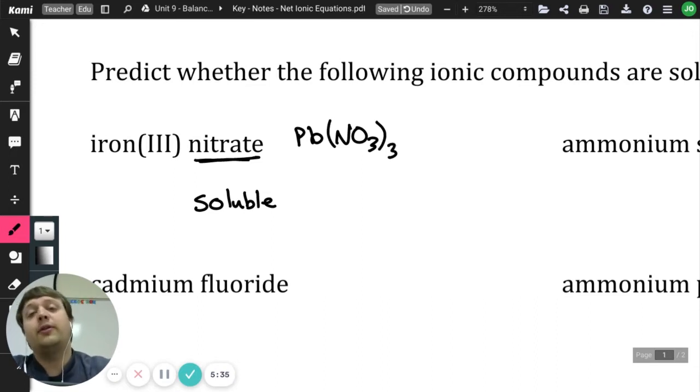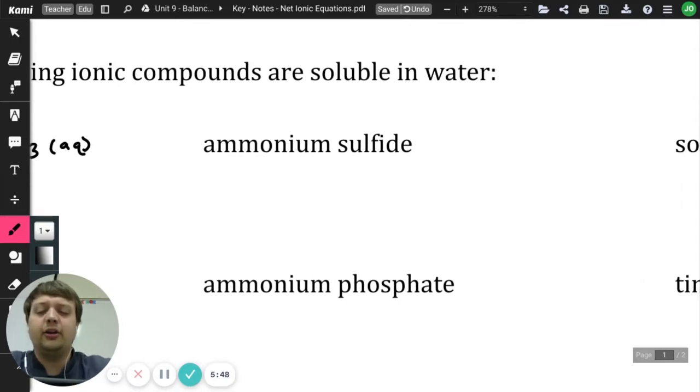So if I wanted to show that this was soluble just with my formula, I could then put it in parentheses and put that it was aqueous. And that would also tell me that this is a soluble substance. Okay? All right, let's take a look at another one.